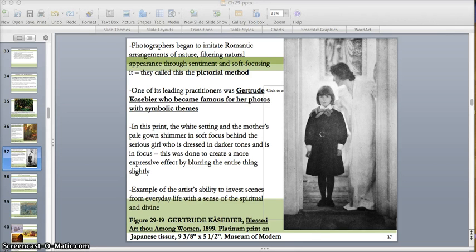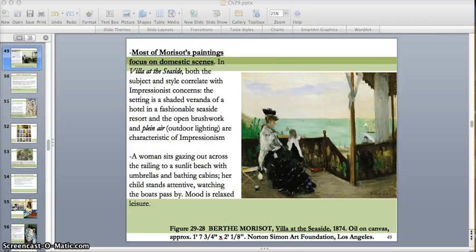So remember her name. Now we're in Impressionist painting, and I'm sure you remember a lot of characteristics about Impressionist painting. This is an important woman Impressionist painter, Berthe Morisot, and this is her painting Villa at the Seaside, done in 1874. So how is this typical of Impressionist painting, and what discrepancies or differences do you see?